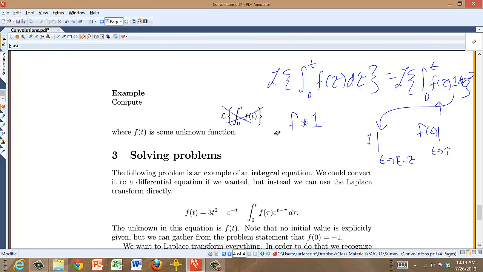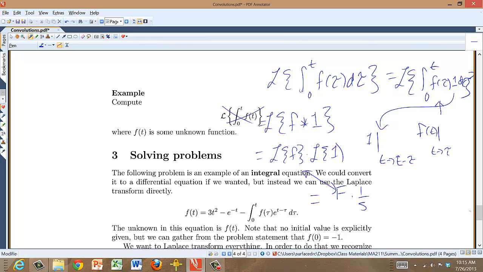So if I want to Laplace transform the unknown function f convolved with 1, well, that's definitely the Laplace transform of f times the Laplace transform of 1, and that one is easy enough to figure out. That's the Laplace transform of f, or you sometimes write capital F for that, and then times 1 over s. And that's it. So anytime you want to Laplace transform the indefinite integral of some function f of t, you get the Laplace transform of f divided by s, is what you should get there.